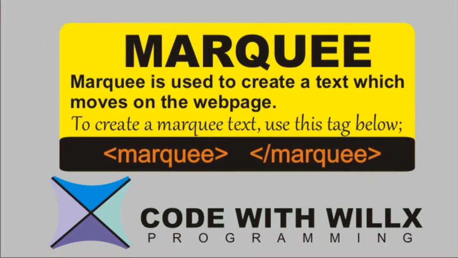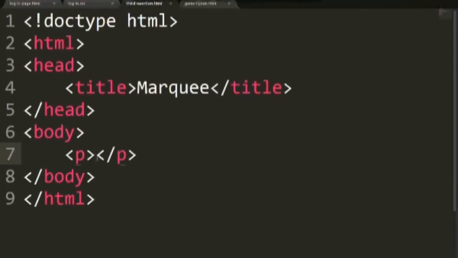Marquee tag. This is used to create a text or a banner which moves or scrolls horizontally on the web page. So to create a marquee tag, use the tag below. So here I'm going to create a marquee banner. They are called banners. So you create a marquee banner. So it has an opening and closing tag.